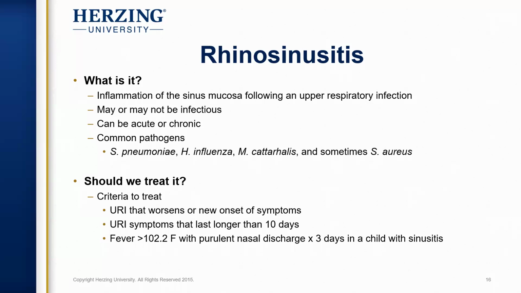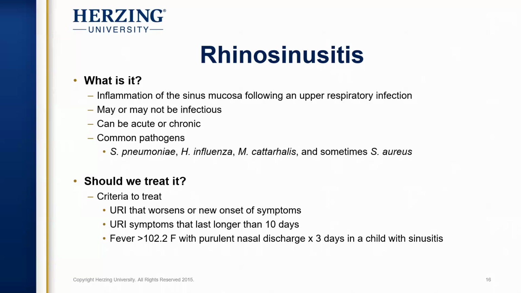So here's your criteria according to the Gwaltney textbook. If they have a URI that worsens or you have new onset of symptoms, so they say, I got sick 5 days ago, then I was feeling a little bit better, and then I just felt horrible again, and I got a high fever again. That's a reason to treat. If symptoms last longer than 10 days, that is worth treating.